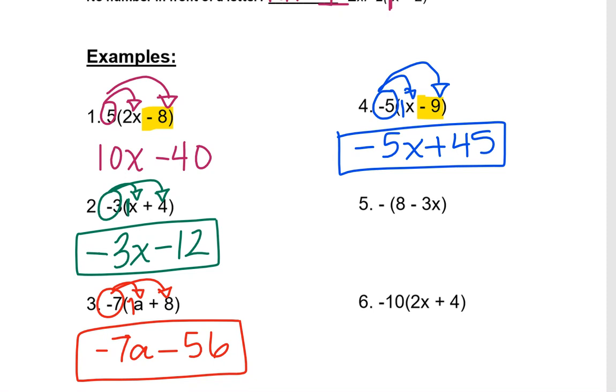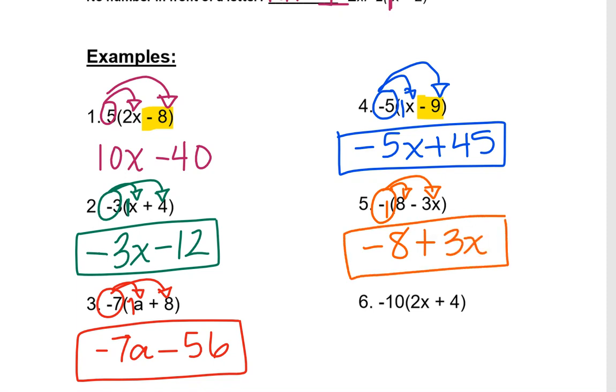In this next problem, we don't have a number in front of the parentheses. Well, we can also put an invisible 1 here. So I am going to distribute a negative 1. Negative 1 times 8 is negative 8. Negative 1 times negative 3x is a plus 3x. My final simplified expression is negative 8 plus 3x.